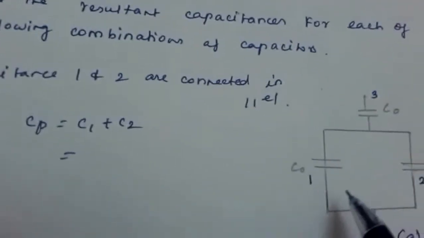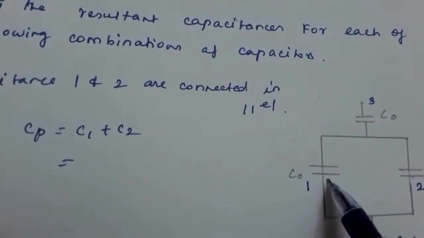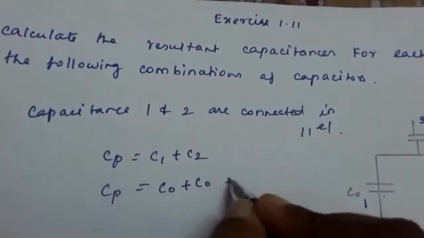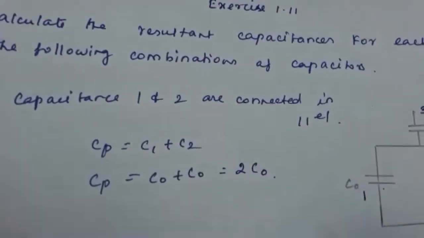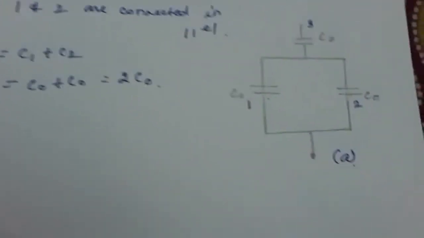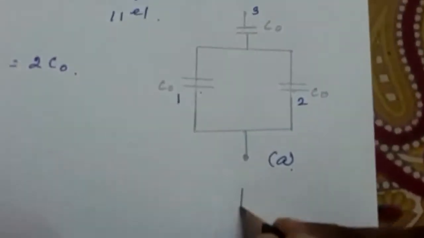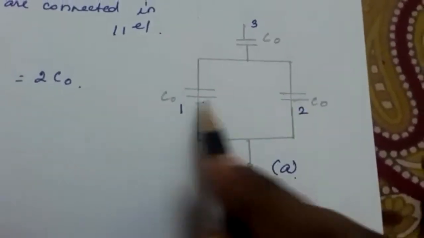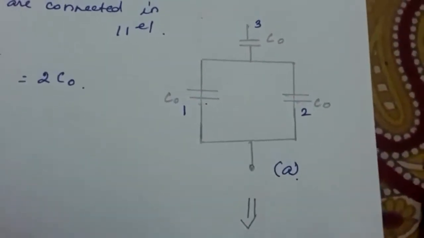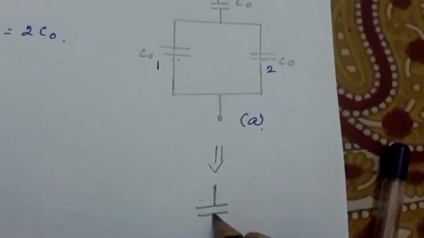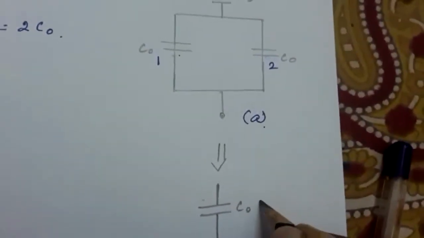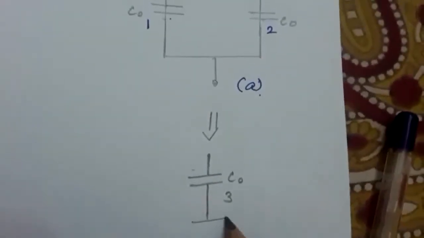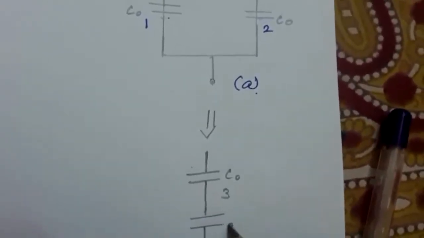What is the value of C1? That is C0. So, C0 plus C0, that is Cp is equal to 2C0. Now, I can draw an equivalent diagram for this. These two can be replaced by a single capacitance. Here already one capacitance is there, this is your C0, this is your capacitor number 3. And the other two, the equivalent capacitance, can be drawn as Cp.